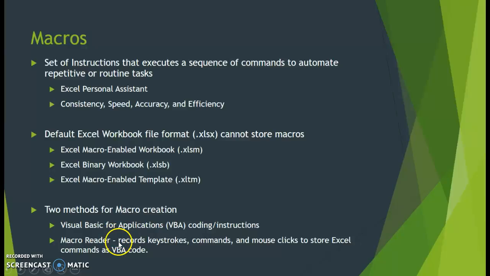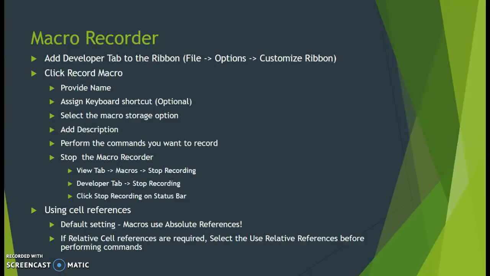We're going to look at two methods for macro creation. The first one, we're actually going to look at more of the macro recorder, and then in the second video, we'll look more at the Visual Basic for Applications coding and the actual instruction set. So we're going to look at the macro recorder, which basically records keystrokes, commands, or mouse clicks, and stores it as VBA code, or Visual Basic for Applications code. And then whenever you call that macro, whether it be by a keyboard shortcut or via a button where you actually set that button to run the macro, it basically takes those recorded keystrokes, commands, and instructions, and runs them according to how you specify.